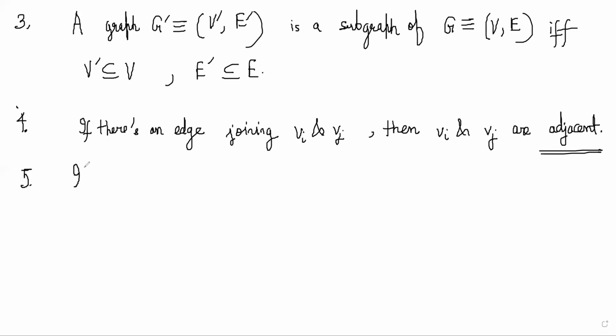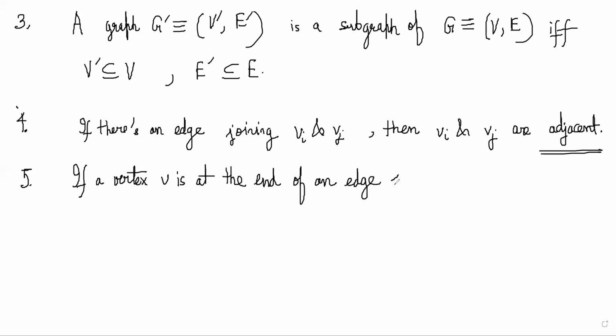Then if a vertex V is at the end of an edge E, we say V is incident to E. Again, similar terminology. As long as one vertex V is at the end of an edge E, we say that V is incident to that edge E.